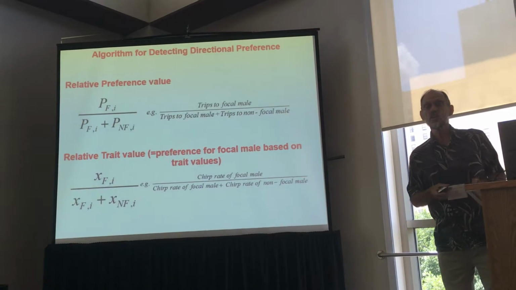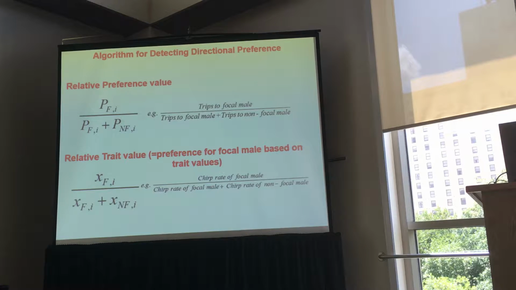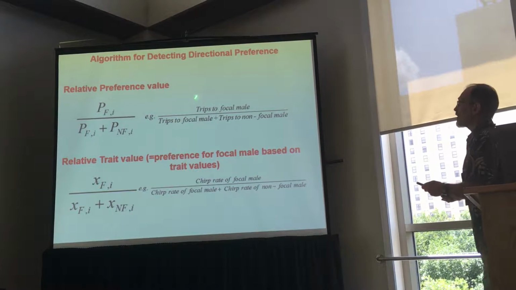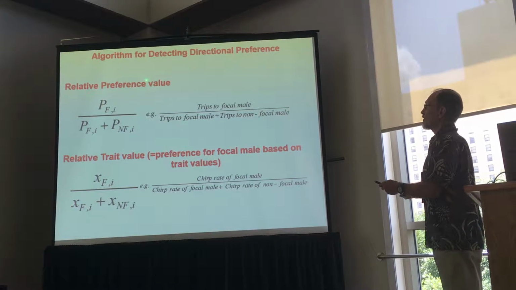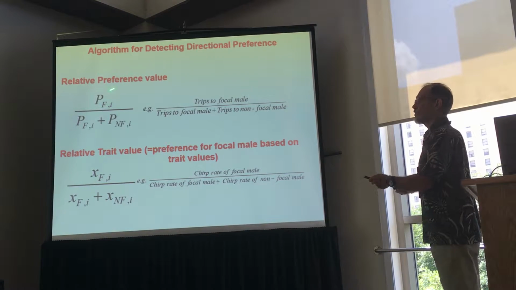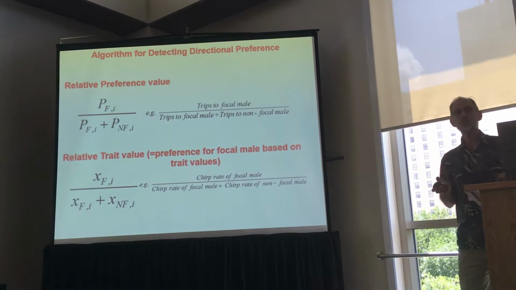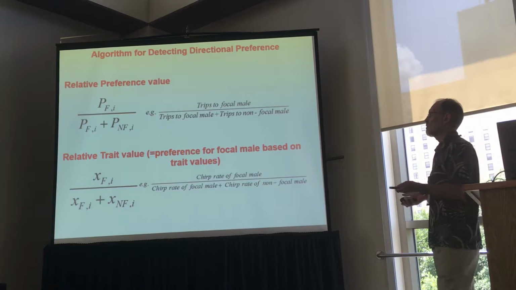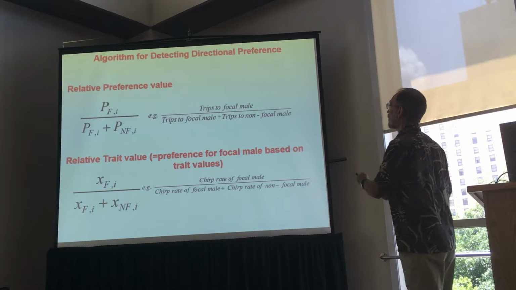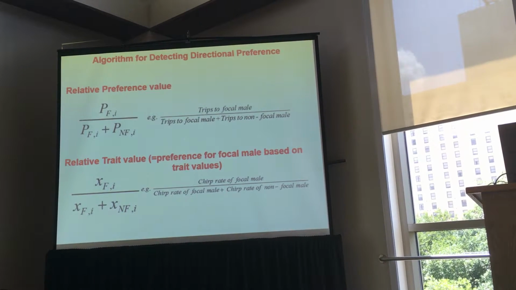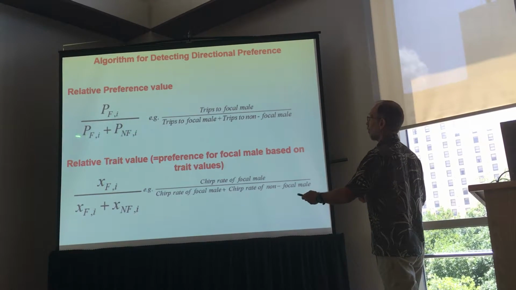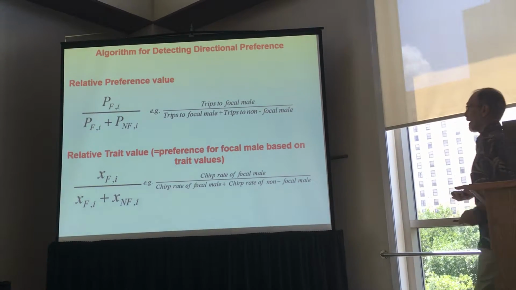So now we want algorithms to ask, do we have directional selection? Do we have stabilizing selection? Well, first of all, we define a relative preference value, and this is the preference of the female for the focal male, and the focal male is arbitrary. It could be either one of those two males. The preference value might be, for example, the number of trips that the female makes towards the focal male, and we divide that by the sum of all of the trips made by that female.